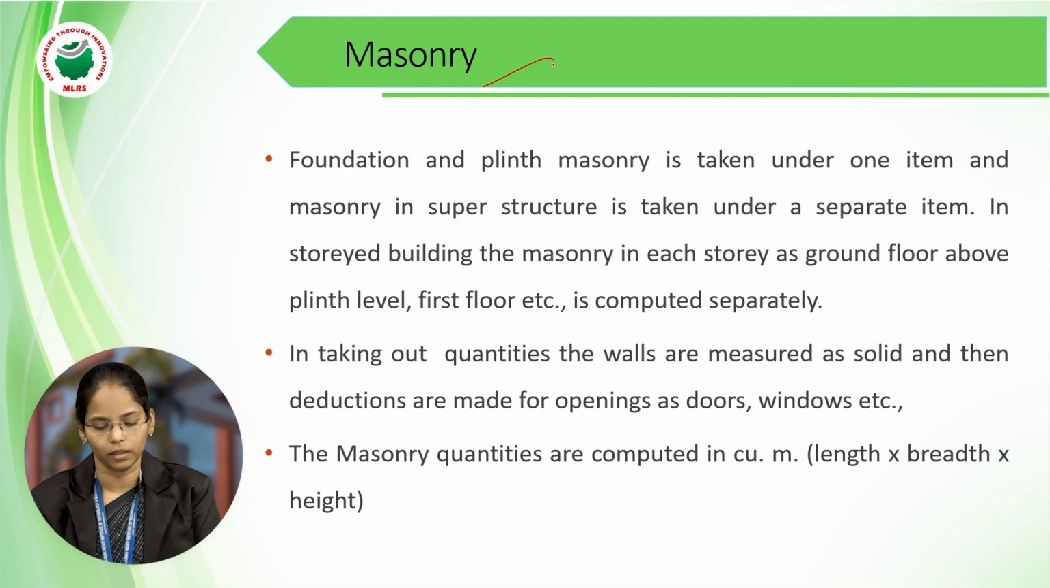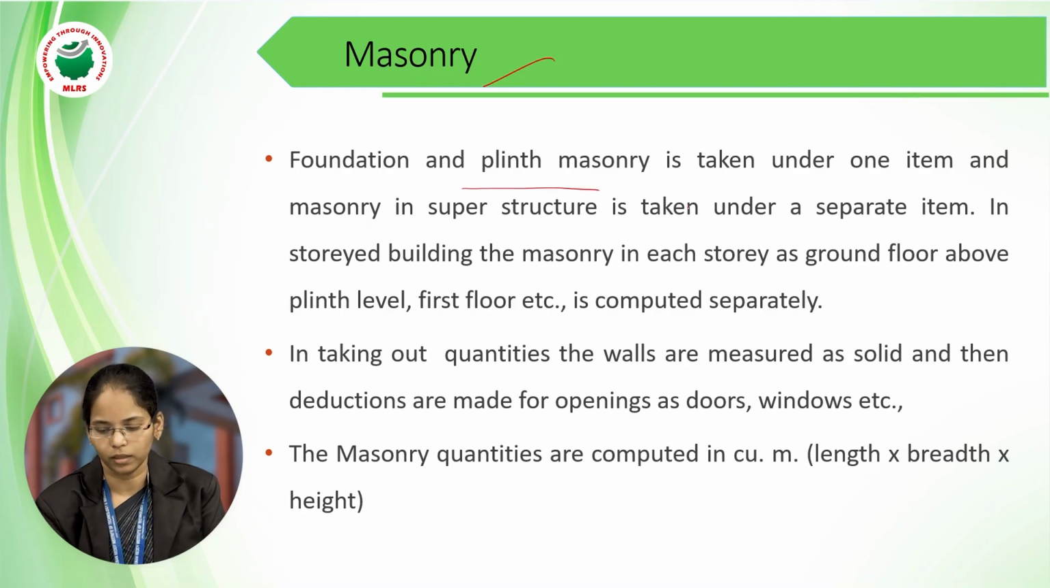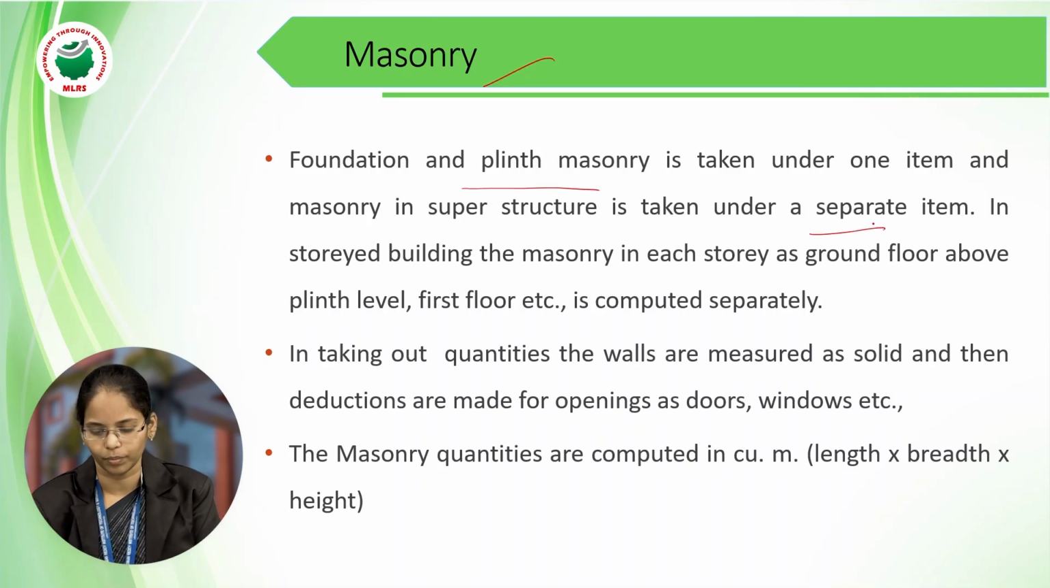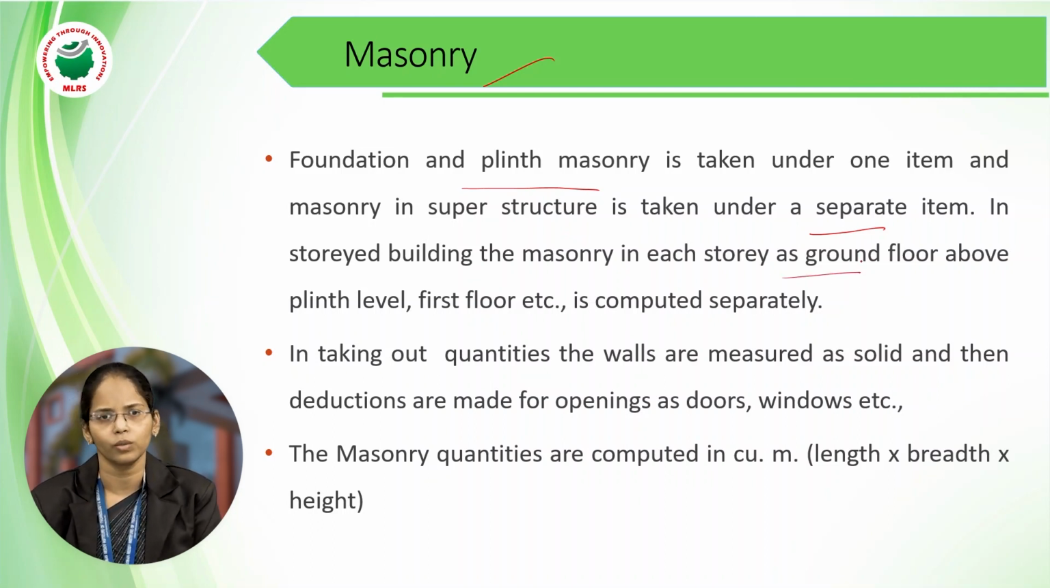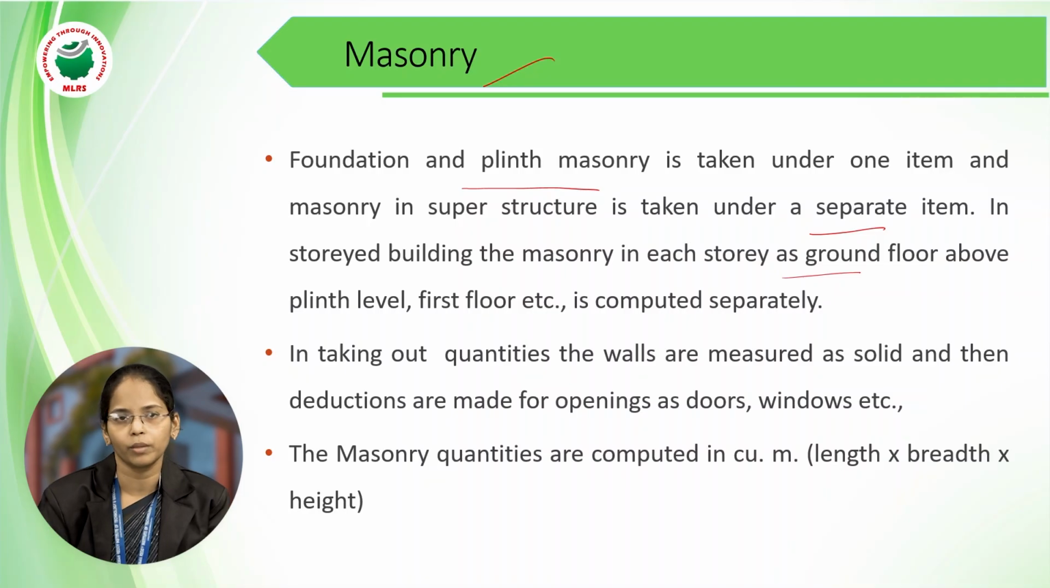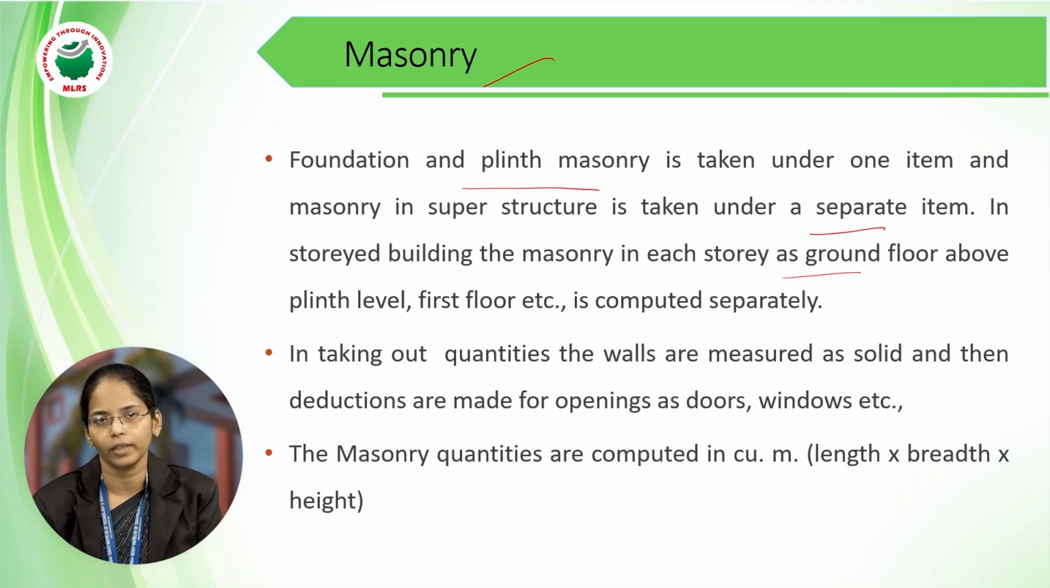Next one, go for masonry. Foundation and plinth masonry is taken under one item, and masonry in the superstructure is taken under a separate item. So masonry, we consider as one item. Under superstructure, we consider walls, etc. For anything, it is taken as only one item, brick masonry. And for every storey, we need to divide it into separate layers of masonry. We need to figure it out in different layers: brick masonry for the first floor, second floor, third floor, any requirement.